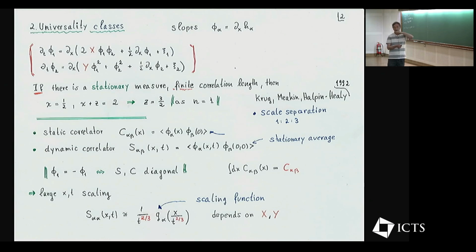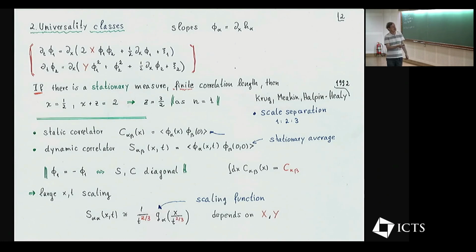So if I look at the steady state, here I've written the equation in terms of the slopes. The interfaces are moving, but the slopes are something which becomes stationary. So if I have a steady state which has finite correlation lengths, then you can do all these arguments, and you will find again the scaling exponents as for the one component case. Okay. So here I've written down this static correlator.